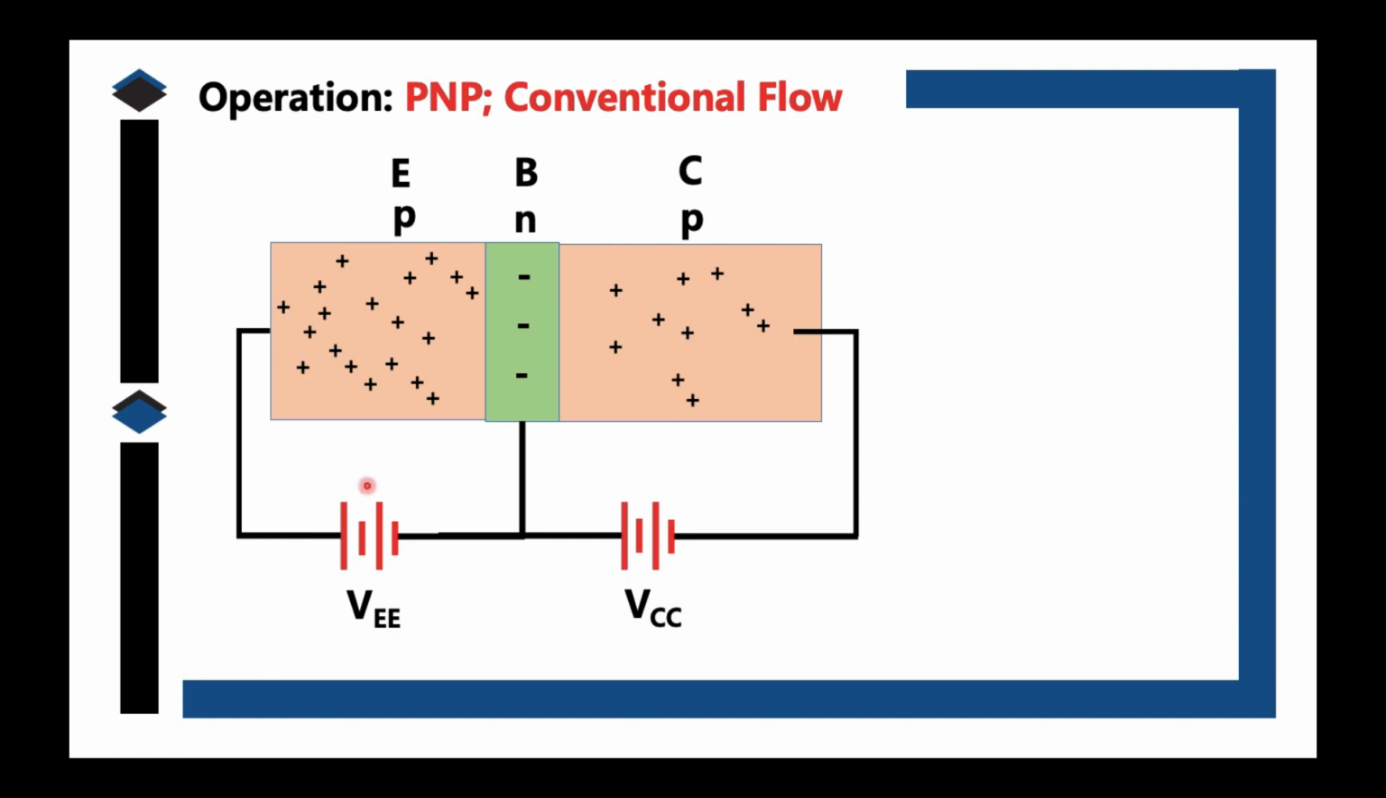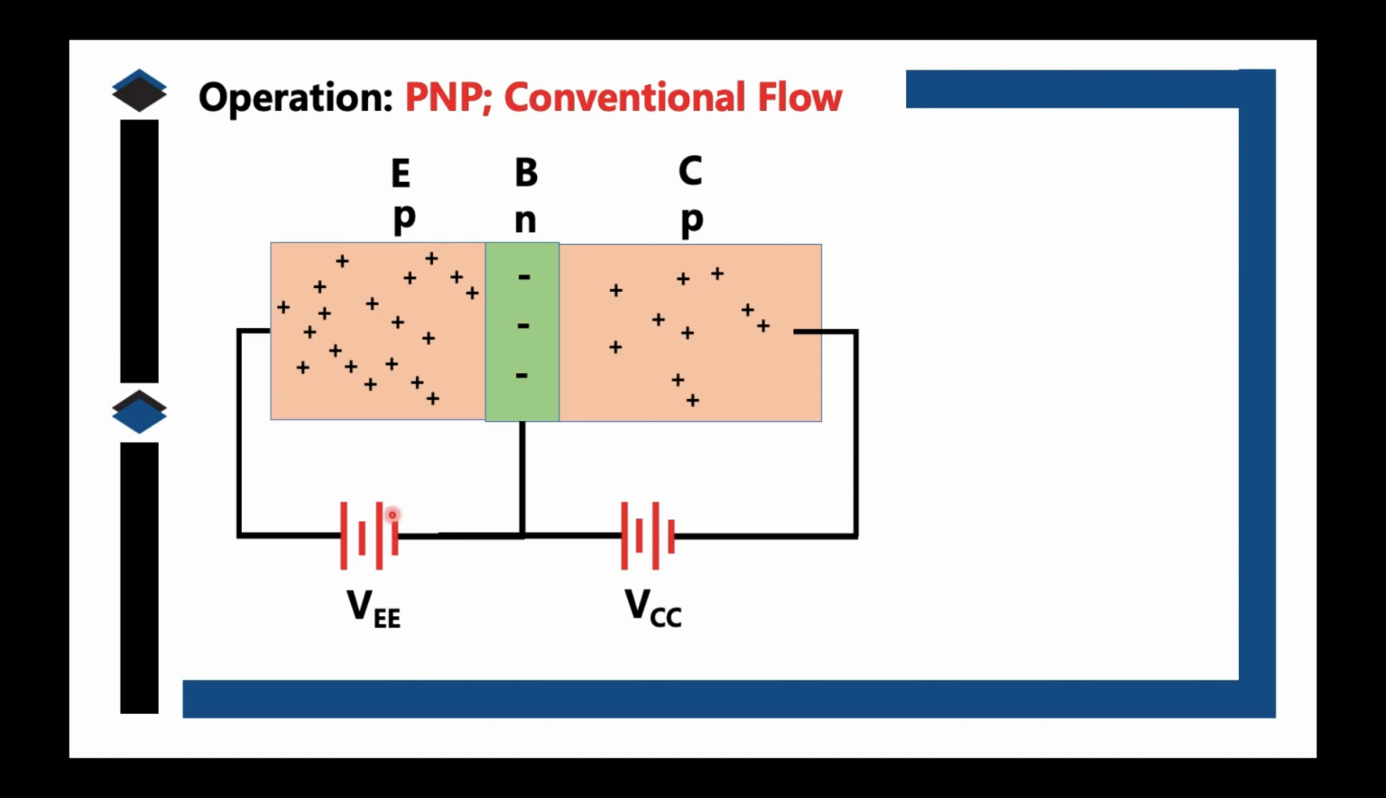Okay, notice we have here a PNP transistor. The majority carriers of a PNP transistor are the holes, and the minority carriers are the electrons. You have the emitter, the base, and the collector. So take a look that the P layer here is connected to the positive side of the battery, and the N layer here, if we're going to trace the wire, is connected to the negative side of the battery.